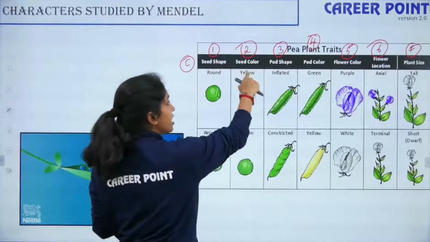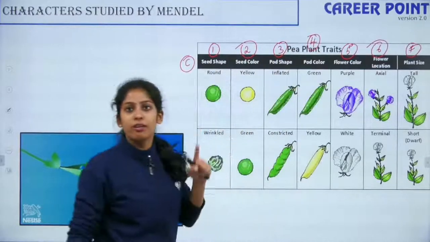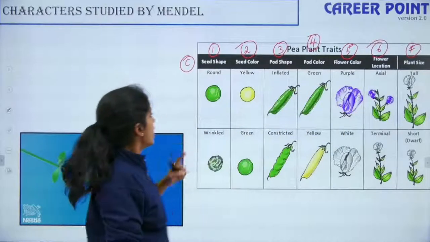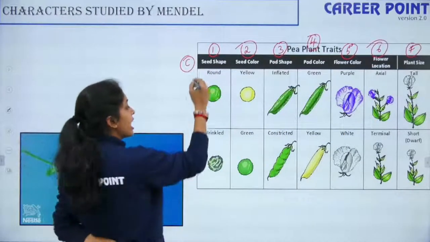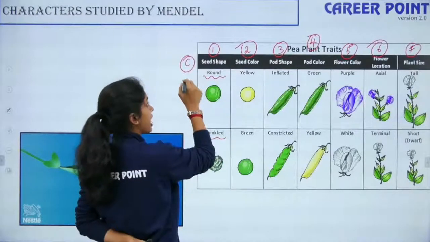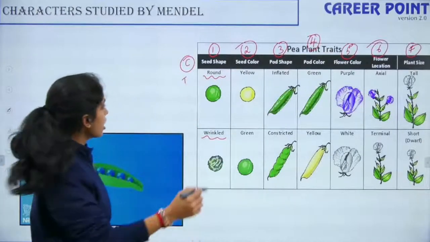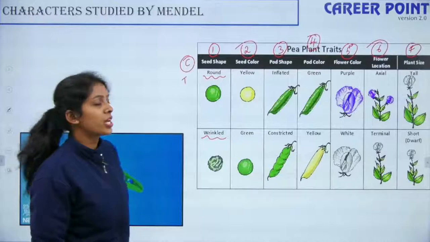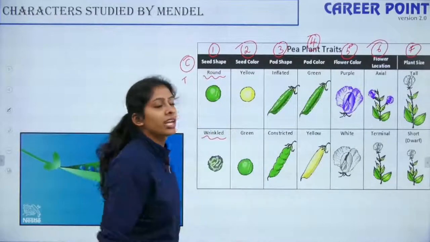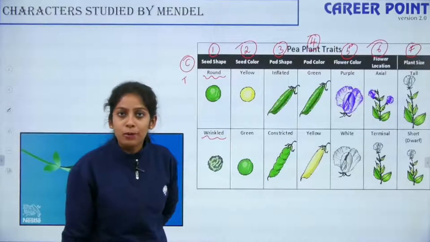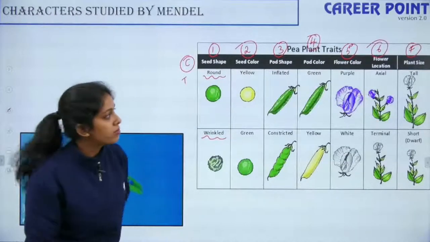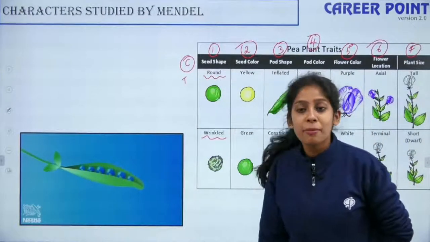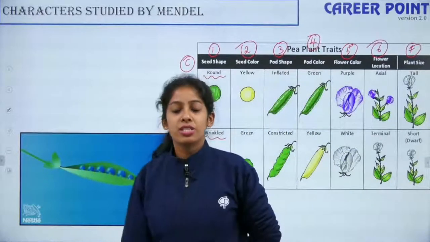So seed shape, seed color, pod shape, pod color, flower color, flower location, plant size are my characters, okay? Now under seed shape, the seed can either be round or wrinkled. So these are my traits, fine? Your seed color can be yellow or green, your pod shape can be inflated or constricted, pod color can be green or yellow, your flower color can be purple or white, your flower location can be axial or terminal, your plant size can be tall or dwarf. So you have 7 characters or 7 pairs of traits or 14 traits that were studied by Mendel, okay?